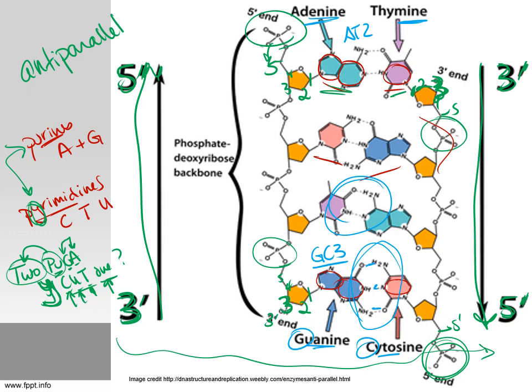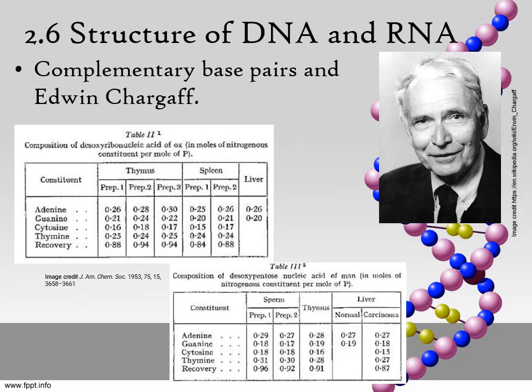It kind of works. Good. Purines, pyrimidines, two puga. Why cut one? AT2, GC3. You've got all the details. Good? All right. So let's talk about how we figured out that adenine and thymine pair together and cytosine and guanine pair together. How do we know this?